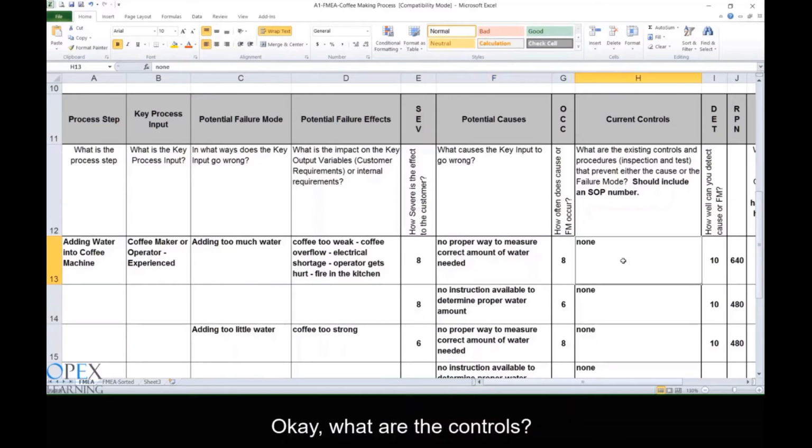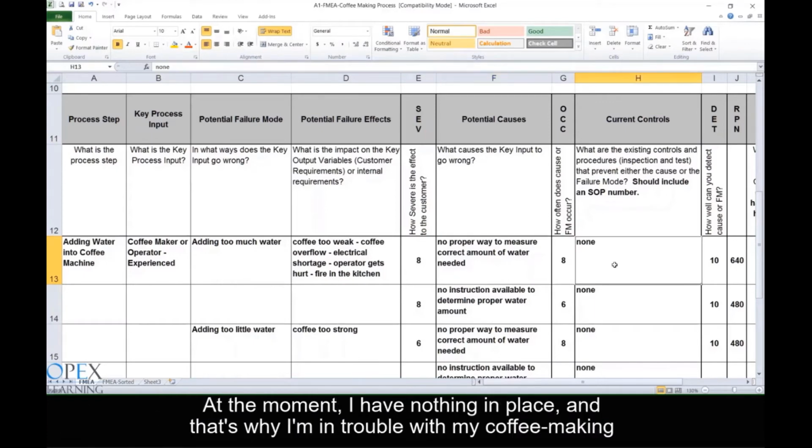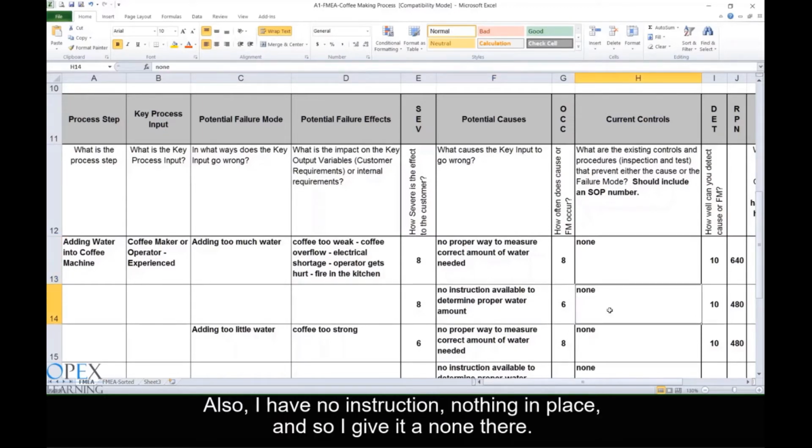Okay, what are the controls? What do I do to make sure that this cause doesn't happen? At the moment, I have nothing in place, and that's why I'm in trouble with my coffee making process. Also, I have no instruction, nothing in place, and so I give it a none there.